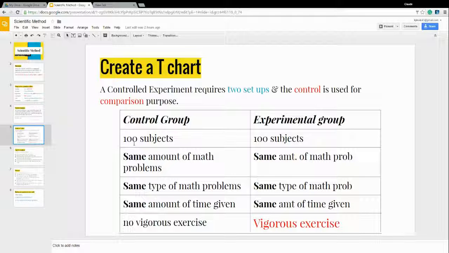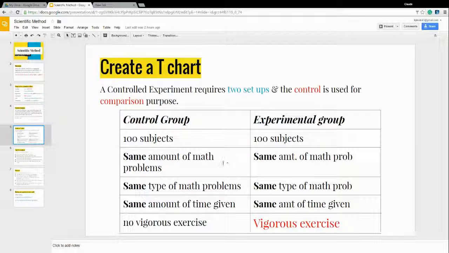As you can see, my first row says 100 subjects and 100 subjects. The subjects need to be the same amount. The number needs to be even, equal. Then it usually asks for two. As you can see, I did three. 1, 2, 3. Usually it asks for two constants, or what we call control variables. Two things in the experiment that you are able to control.